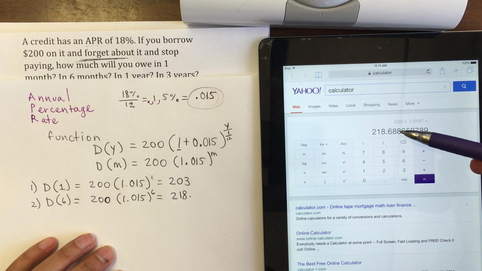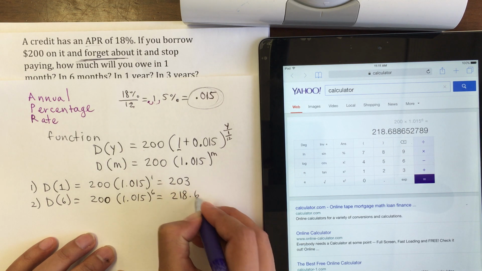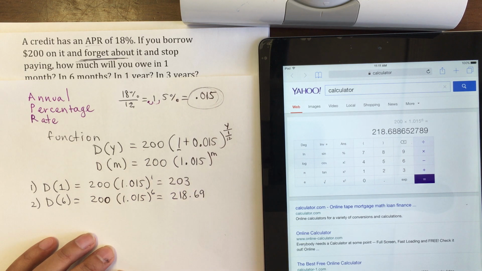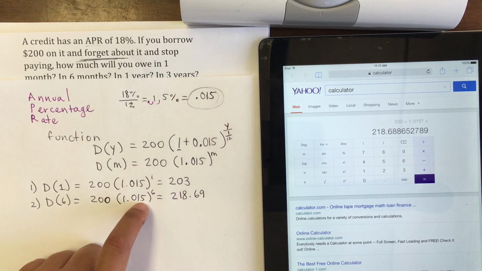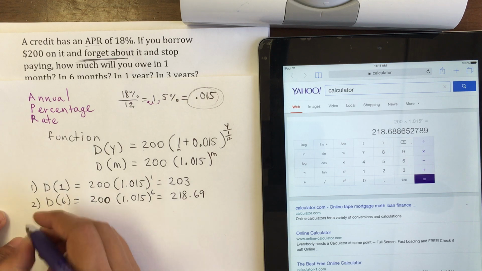In money, businesses will never want to lose money, so it's always going to go up. It doesn't matter if they have a 4 or a 3 in here. You don't round down to 68 cents. You still will always go up. Okay, so now after 6 months, I'm going to owe $218.69.